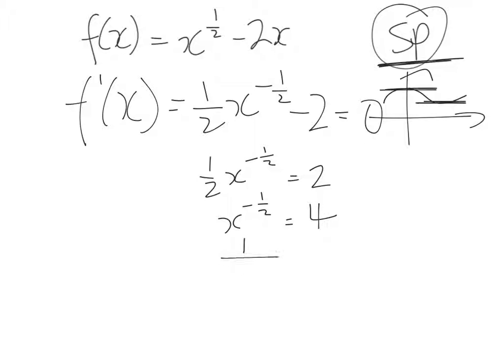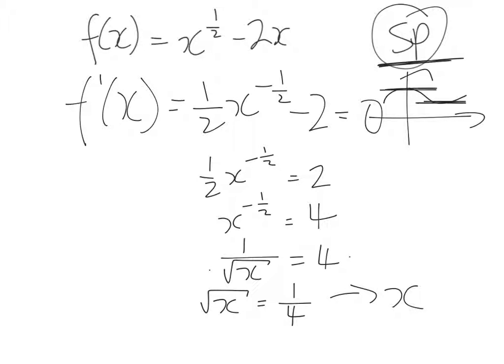Now we can write that as 1 over root x equals 4. And if we multiply both sides by root x and divide both sides by 4, then we can say that root x equals 1 over 4. And then finally that leaves us to x being 1 over 16, squaring both sides.